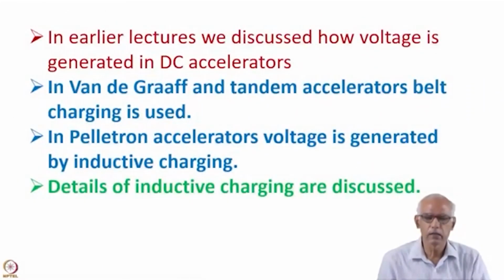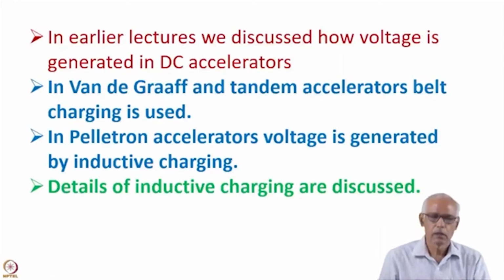In earlier lectures, we discussed how voltage is generated in DC accelerators. As I mentioned, there are three types of DC accelerators: Cockcroft-Walton, Van de Graaff accelerator, and tandem and pelletron accelerators. In the case of Cockcroft-Walton, the voltage is generated by charging and discharging of capacitors.